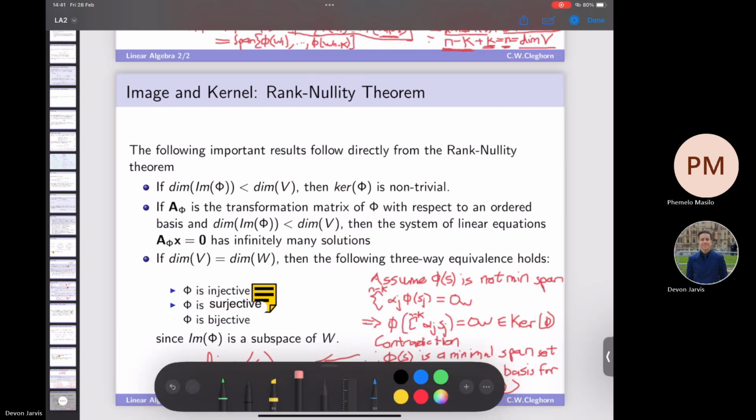If the dimension of my original space and my new space are the same, then the following three-way equivalence holds. The mapping is injective, it is surjective, and as a result, it is bijective. In other words, you can invert it. I can never remember which one's which about injective and surjective, so I'm not going to hazard it. But it means that every element on my right-hand side came from an element on my left, and every element on my left gets mapped to an element on my right. For both of those to be true, it has to be invertible.